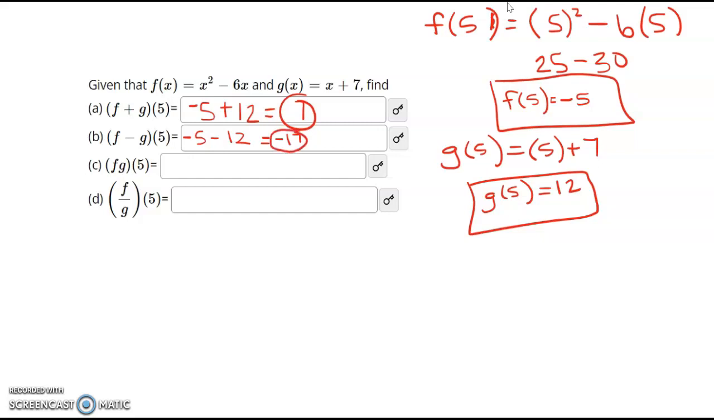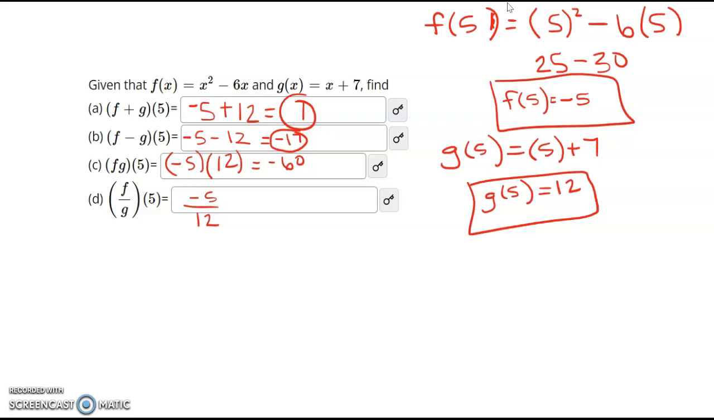Okay, next, f times g of 5. So f of 5 is negative 5. g of 5 is 12. We multiply those and we get negative 60. And then f divided by g of 5, we get negative 5 over 12. So this one didn't have any directions where it said round to 2 decimal places or put in fraction form. So I would accept either answer on this one.